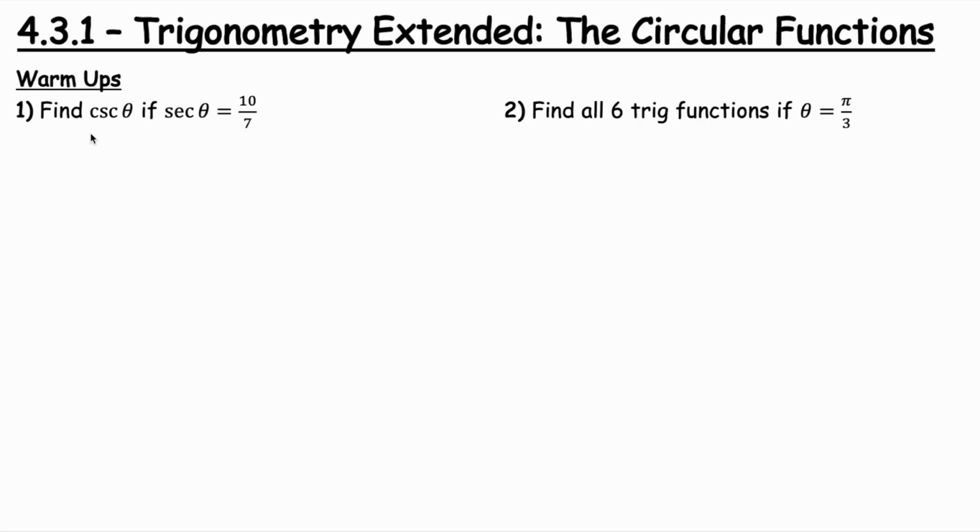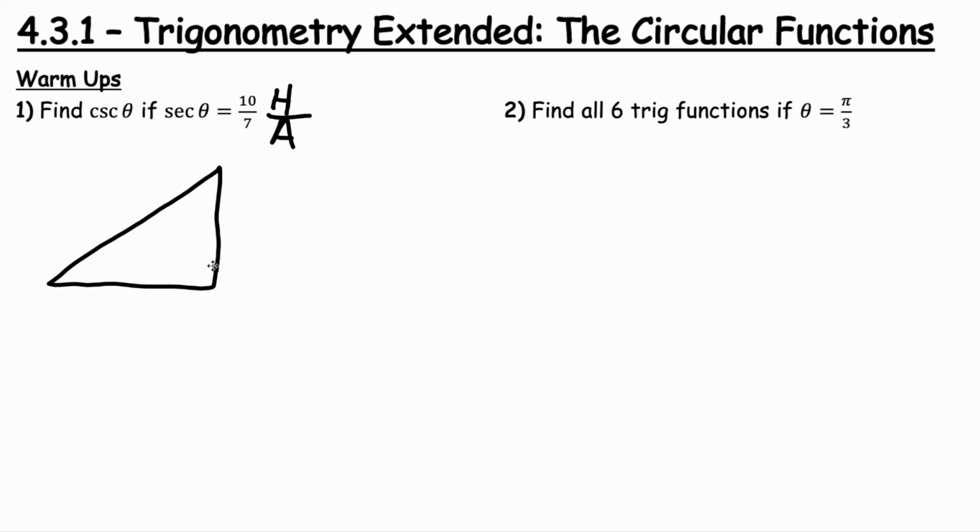Find cosecant. We want to find cosecant if secant is 10 over 7. So secant theta is 10 over 7. We need to remember our ratio for secant. Secant is the reciprocal of cosine, so it's hypotenuse over adjacent. When we're looking for cosecant, we need to set up our triangle with the information that we're given.